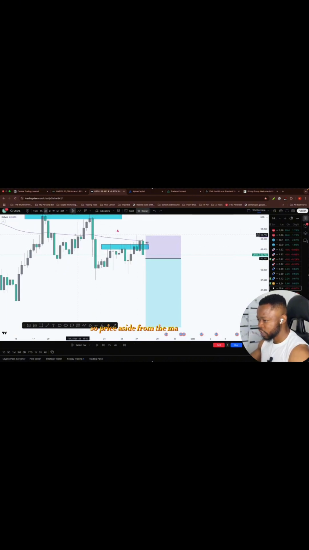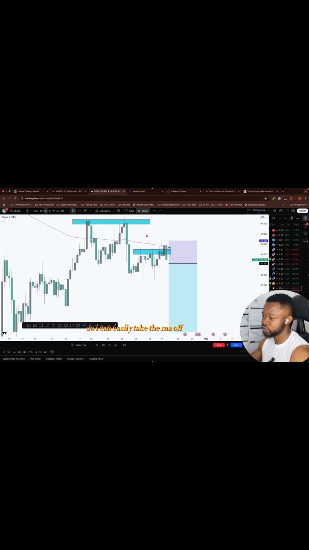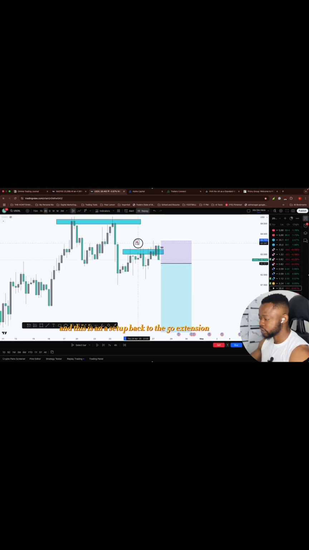So we can see we had an engulfing candle here. Aside from the MA, I don't really look at the MA. The MA just shows me the direction of the trend, but I don't really pay attention to it, so I can easily take the MA off. And this is an A setup back to the 50 extension. We can see how price had an engulfing candle that just dropped, closing below this particular candle, the hammer candle here, and this other candle.